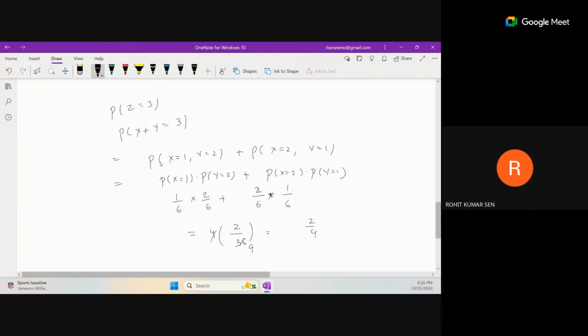Yes, we will also do multiplication here. So it is going to be 1 by 9. Let's do it correctly. Yeah, so 1 by 9. So this question is clear to everyone? Yes.